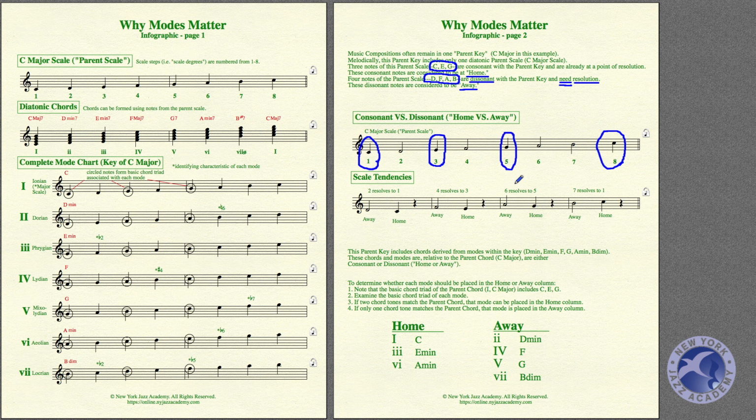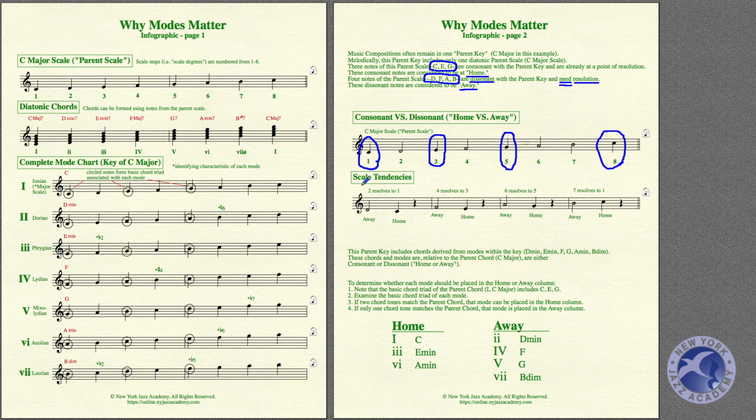They are away. If I play this chord, my C major chord, my parent key, my parent chord, and I play an E, you're totally fine. It doesn't need to go anywhere. It's done. Same with G. Same with C. But if I play an F, it's dissonant. You hear that? Of course you hear that. It clashes. And it needs to resolve.